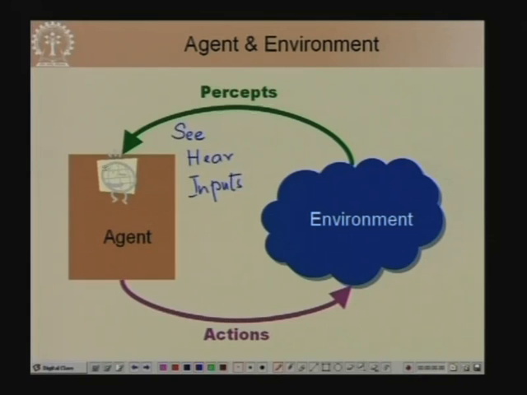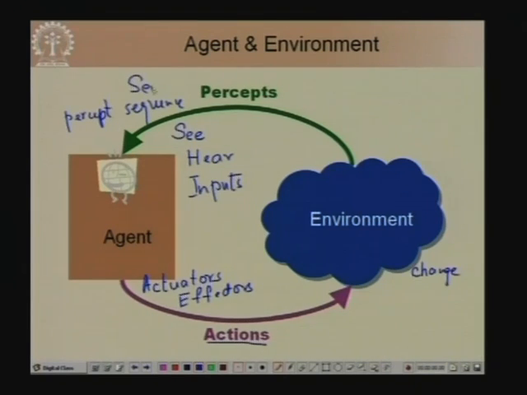Inside the agent, there is an agent program which decides, on the basis of the current percept or the percept sequence that it has received till date, what should be the good action to take in the current situation. So, the agent has actuators or effectors to take actions. These actions can potentially change the environment, and the agent can use its sensors to sense the changed environment.